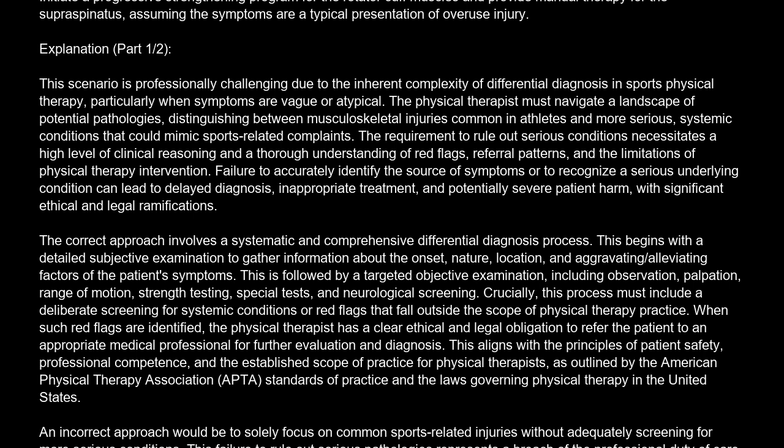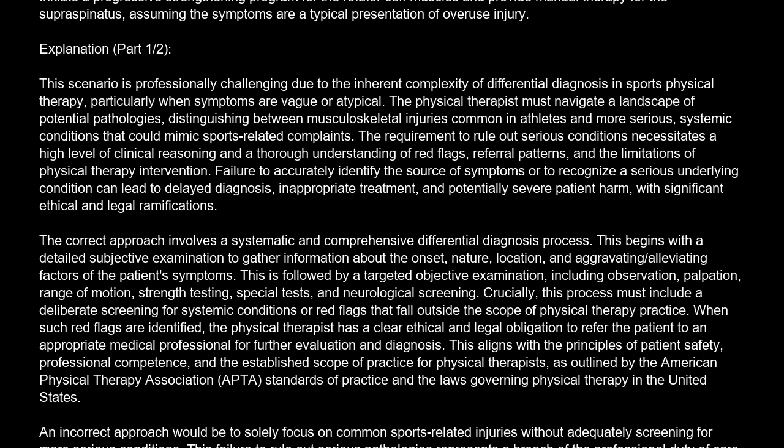This begins with a detailed subjective examination to gather information about the onset, nature, location, and aggravating/alleviating factors of the patient's symptoms. This is followed by a targeted objective examination, including observation, palpation, range of motion, strength testing, special tests, and neurological screening. Crucially, this process must include a deliberate screening for systemic conditions or red flags that fall outside the scope of physical therapy practice.